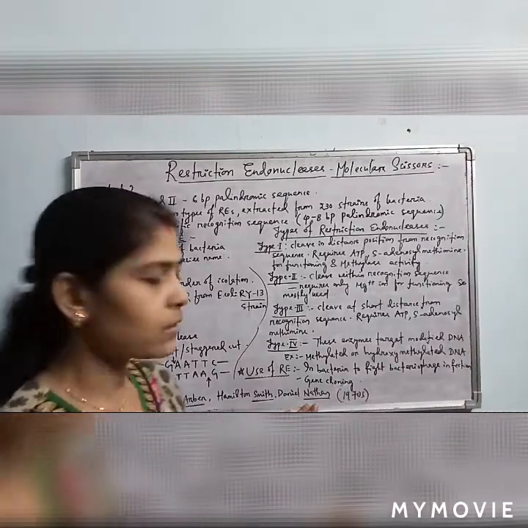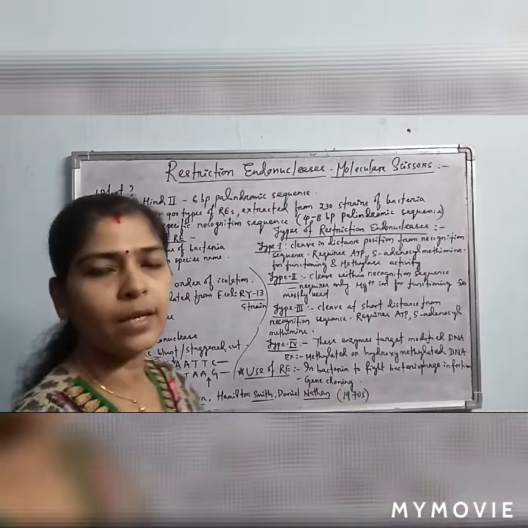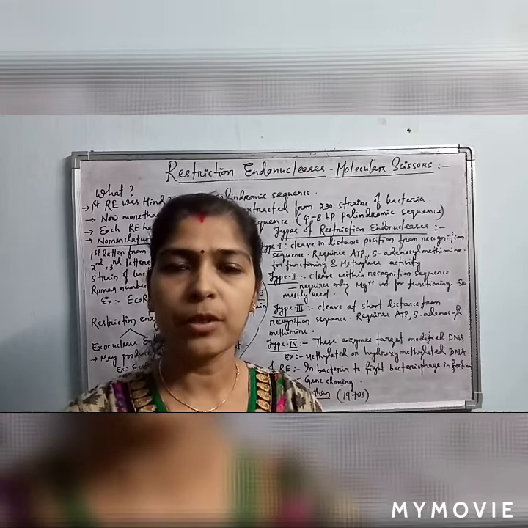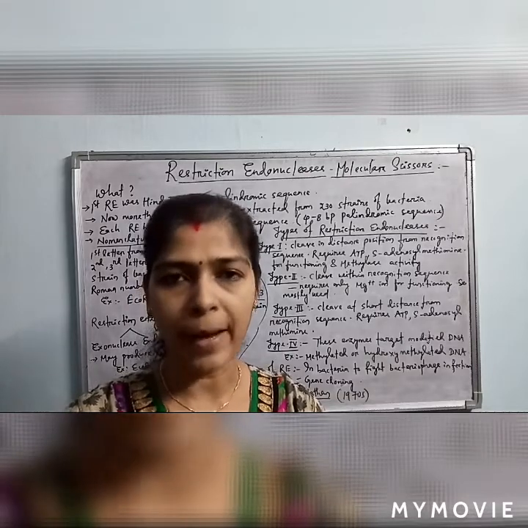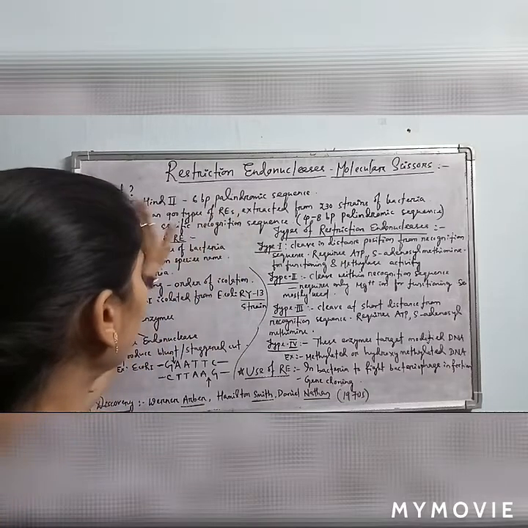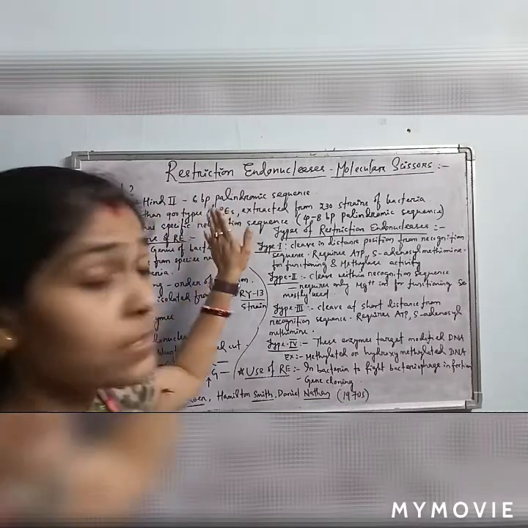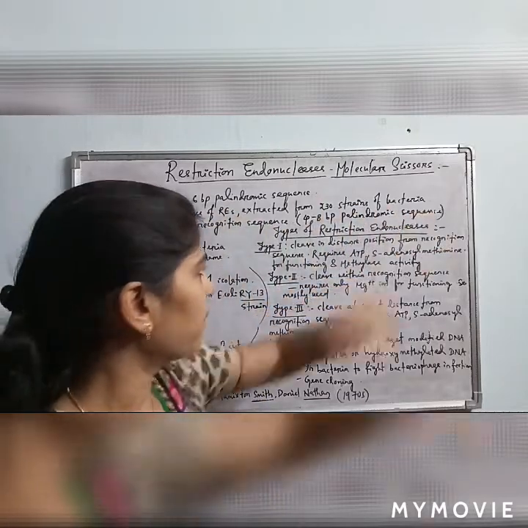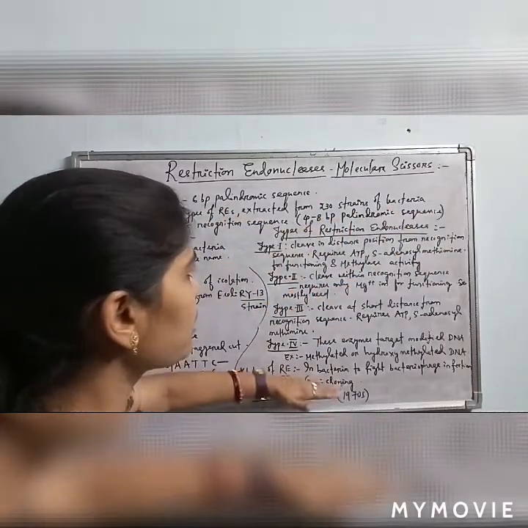These three scientists in the 1970s discovered different types of restriction endonucleases from different strains of bacteria. Nowadays, more than 900 types of restriction endonucleases are available, and these are extracted from 230 strains of bacteria. Then, coming to the types of restriction endonucleases.